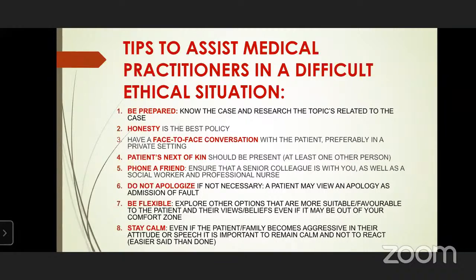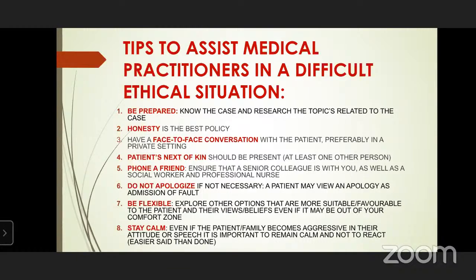And then point number 5, phone a friend. So ensure that a senior colleague is with you. Also, what's recommended is for a social worker to also be in the situation so that they can explain from a more social point of view, especially if there are socioeconomic issues with regards to the situation, as well as the professional nurse.